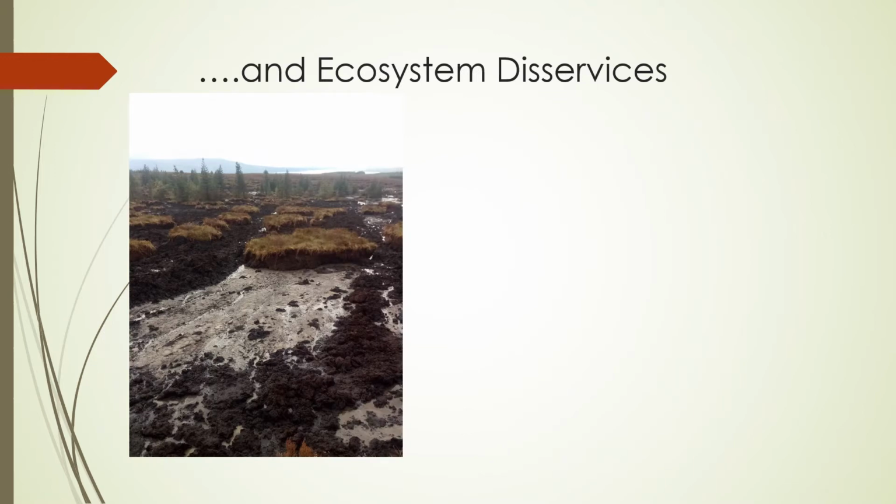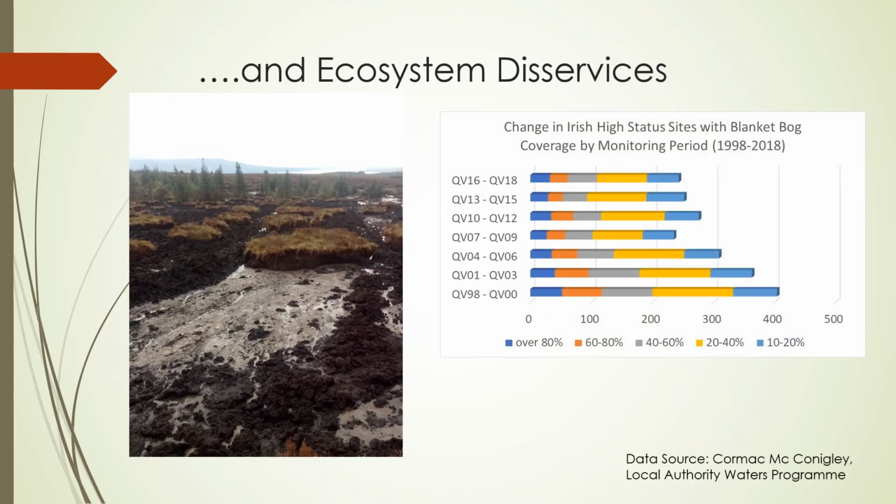So what we see here is that there are a lot of good things that are provided by blanket bogs in terms of ecosystem services. On the other hand, as you can see from this figure of a bog slide in County Leitrim, if we don't look after them, we can also get ecosystem disservices where they cause significant problems and can cause significant damage. And similarly, if we take a look at the whole issue of the Water Framework Directive and high status water bodies, because of damage to blanket bogs, we have seen a significant deterioration over the past 20 years in the number of high status water bodies across Ireland that are located in catchments containing blanket bog.